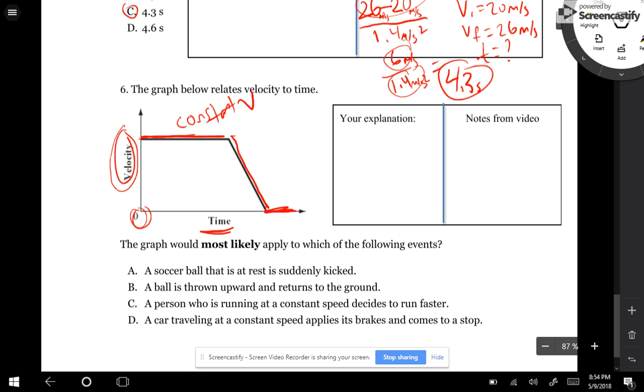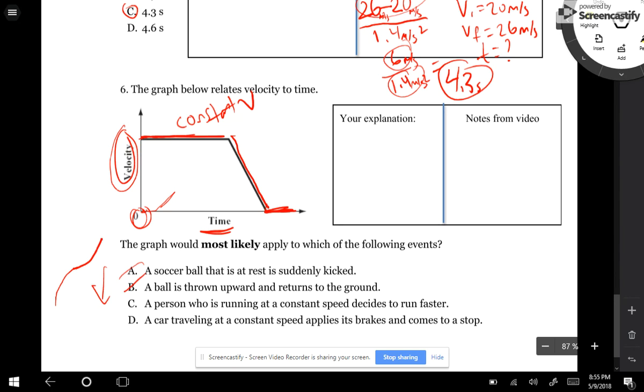So what matches that? A soccer ball at rest and then kicked? No, because at rest it would have to start at 0, and then when it gets kicked, we'd see it accelerate, so it can't be that. A ball thrown up and returning? Okay, so if we throw it up, we would expect it to slow down as it goes higher because gravity's pulling it down. As it falls, the speed would pick up again. The velocity would pick up because gravity would make it accelerate. So you'd see the graph start to curve upward.